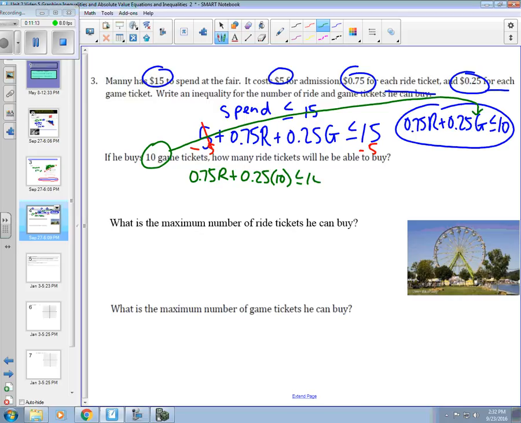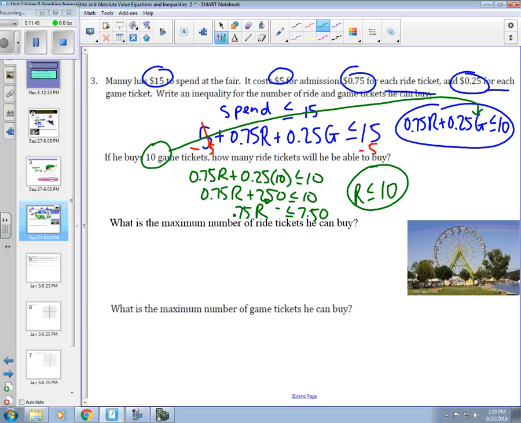If we multiply that out, that means he's spending $2.50 on games. Subtract that from the $10 he has left. That means he's got $7.50 left. How many rides can he go on then? Well, if we divide 7.50 by 0.75, or 75 cents, looks like we would get 10 or less. He can go on 10 or less rides.